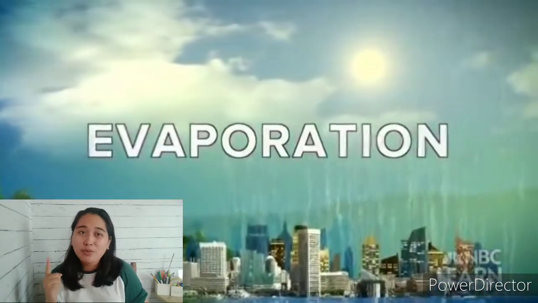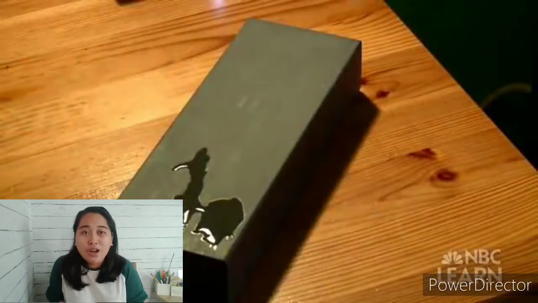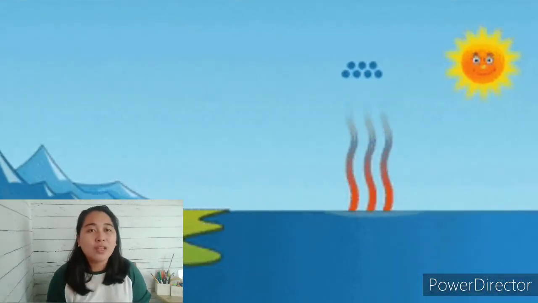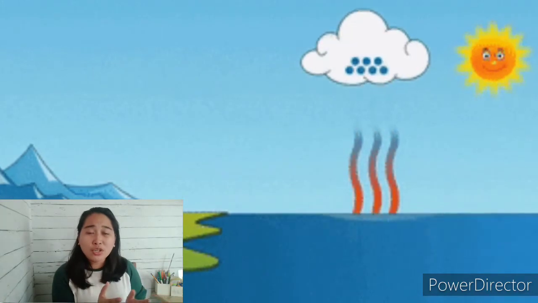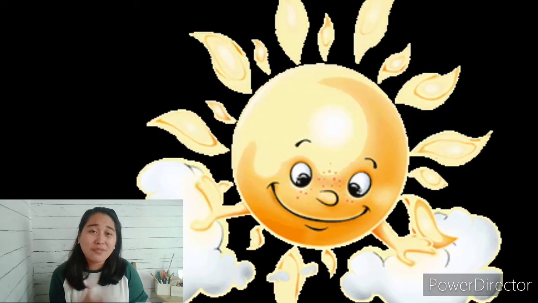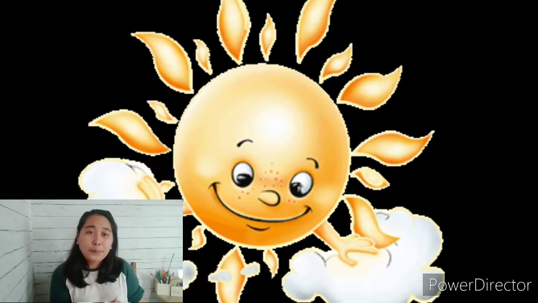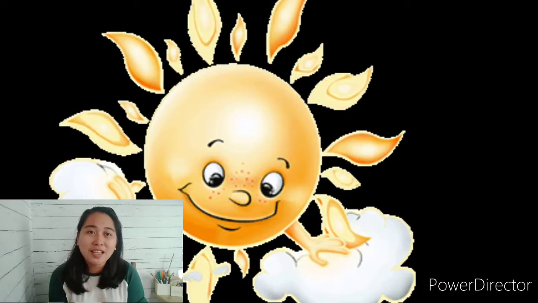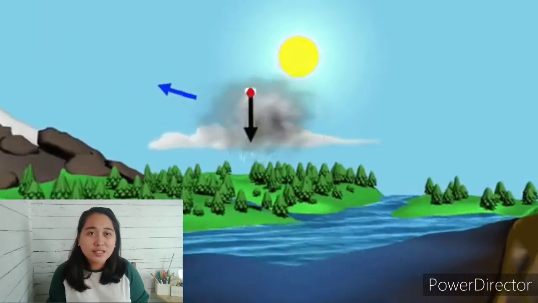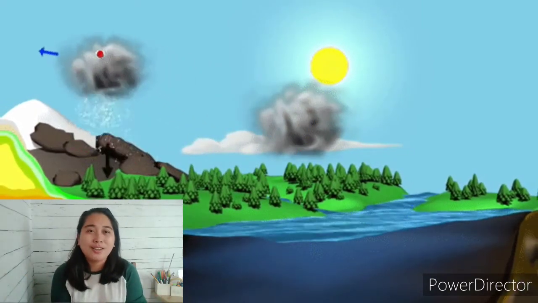Number one is the evaporation process. In the evaporation process, liquid water from the ground surface or water surfaces is converted into gas form. It is through exposure to increasing temperature. In the hydrologic cycle, the factor that affects the increase in temperature is the heat of the sun. Also, the liquid water from the ground surface or water surfaces is transferred into the atmosphere as vapor.